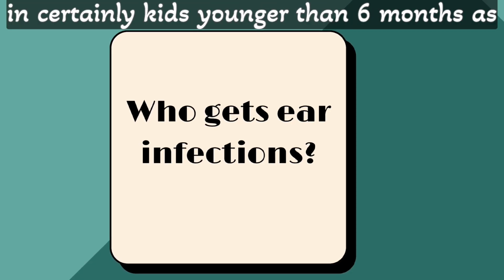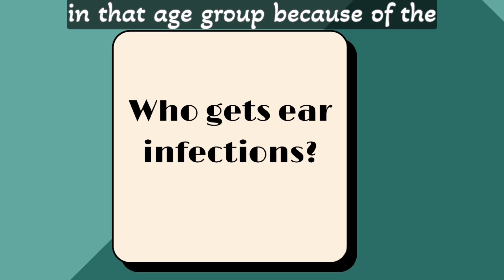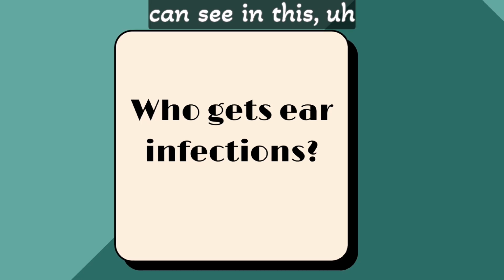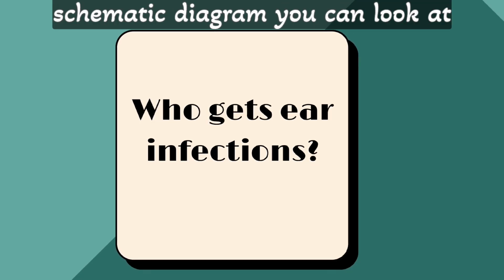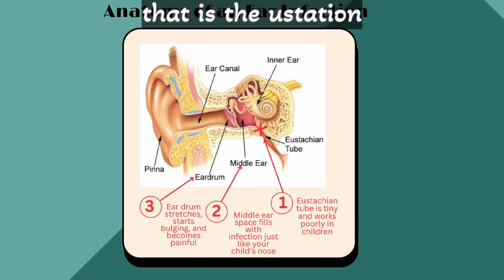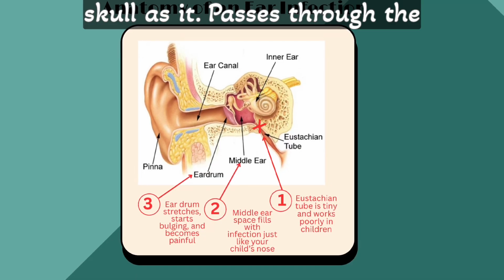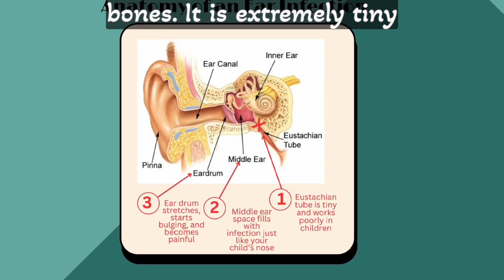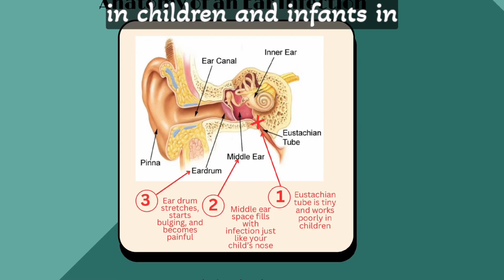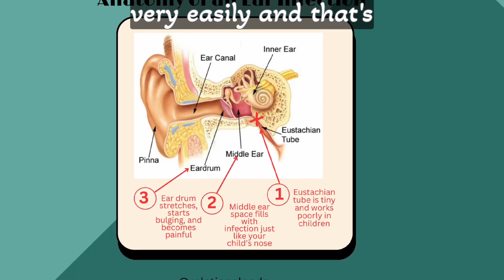We can see it in certainly kids younger than 6 months as well. But it is very common in that age group because of the anatomy of an infant. As you can see in this schematic diagram, you can look at number one there with the X across it. That is the eustachian tube in the skull as it passes through the bones. It is extremely tiny, even in adults, but it's really extremely tiny in children and infants in particular. So that gets clogged up very easily. And that's number one on the diagram.